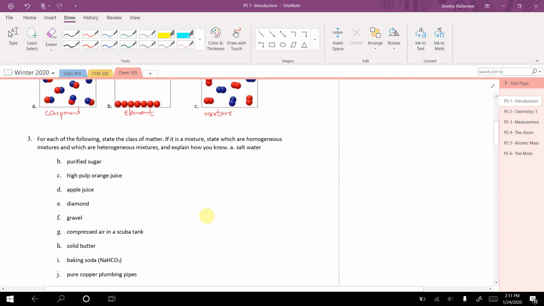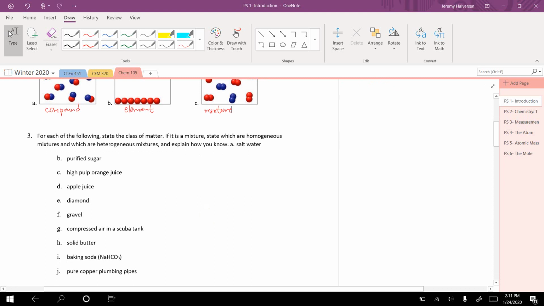All right, number three. For each of the following, state the class of matter. If it's a mixture, state which are homogeneous mixtures and which are heterogeneous mixtures. Stay with me. So start with salt water. This should be over here. So salt water would be a homogeneous mixture, because you can't easily separate it, you can't see the salt floating around after it's been dissolved.